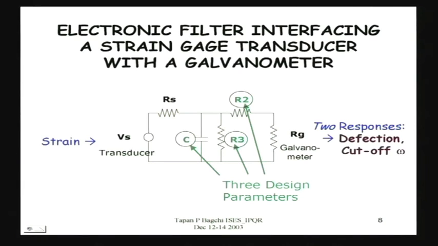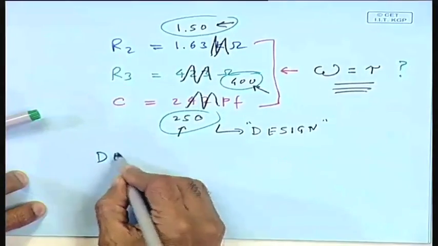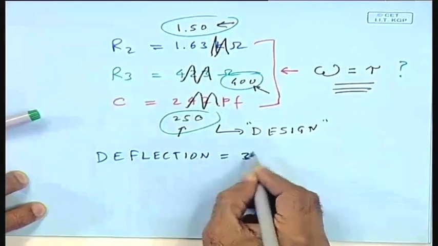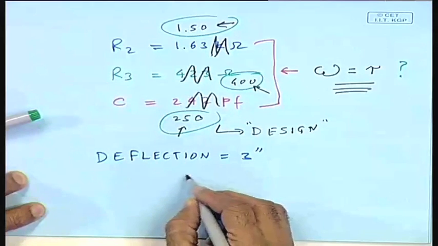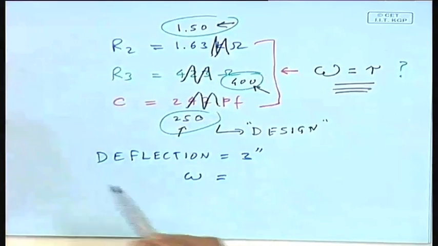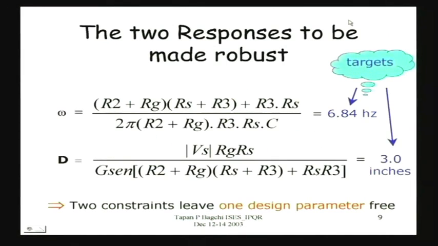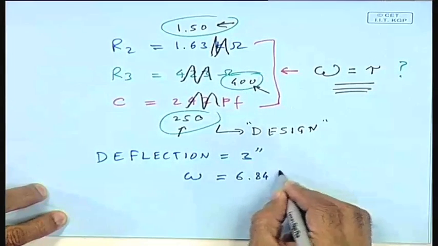We again go back to the slides there, and I've got now two responses. One is, of course, the deflection. That's on the galvanometer. I've got to have a certain amount of deflection. That's given to me as 3 inches. That's like specified. So I've got one target that says deflection equal to 3 inches. And then I've got cutoff frequency. That also has been specified to me, and we'll find out in a minute what that is. It turns out this has to be 6.84 Hertz.